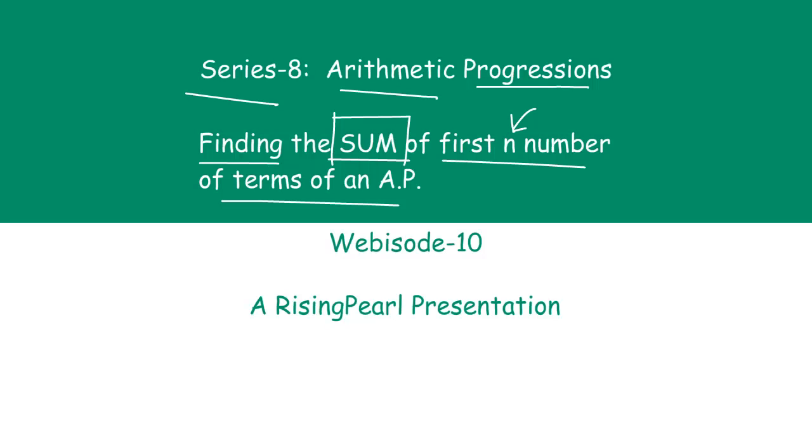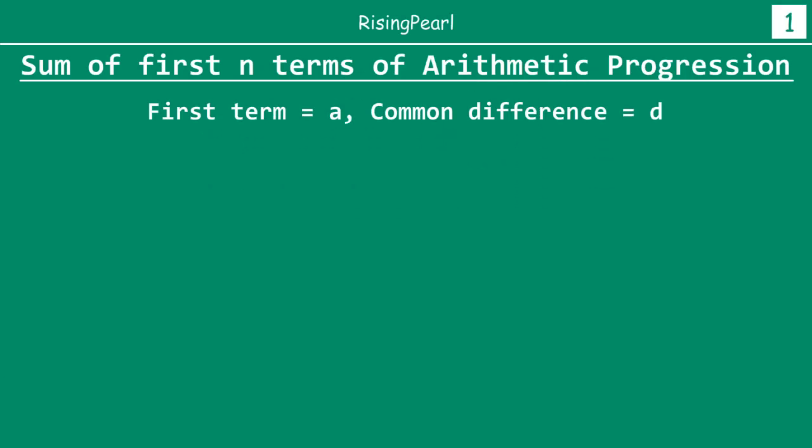Having said that, friends, let's take a look at what we mean by finding the sum of the first n terms of an arithmetic progression. We will begin by assuming the first term is a and the common difference of the arithmetic progression is d. What are we trying to find out? We are trying to find the sum of the first n terms.